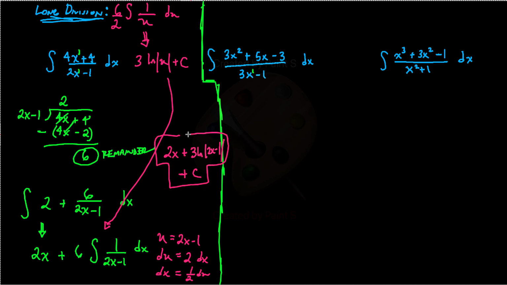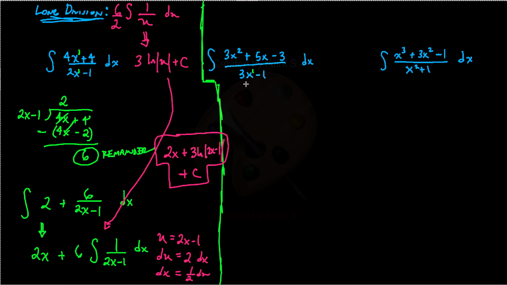And this is your antiderivative. You can check by probably taking the derivative of this, and you should get back 2 plus 6 over 2x minus 1. And yeah, that involves a decent amount, right? First we got to divide, then we got to do the substitution. So it requires some decent understanding.